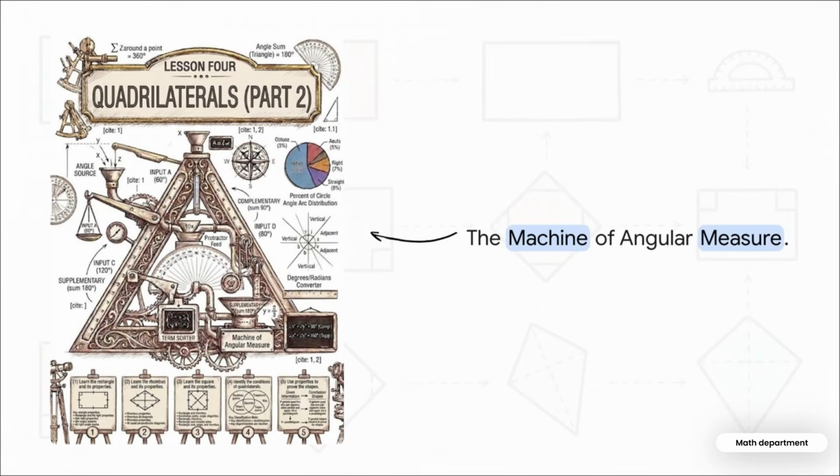Take a look at this beautifully complex machine of angular measure. All those gears and protractors perfectly represent what geometry really is, a totally interconnected system of rules. Our goal today is to decode the precise rules that govern some of the most fascinating geometric shapes, turning all those moving parts into simple, crystal-clear logic that you can use to solve literally any problem.